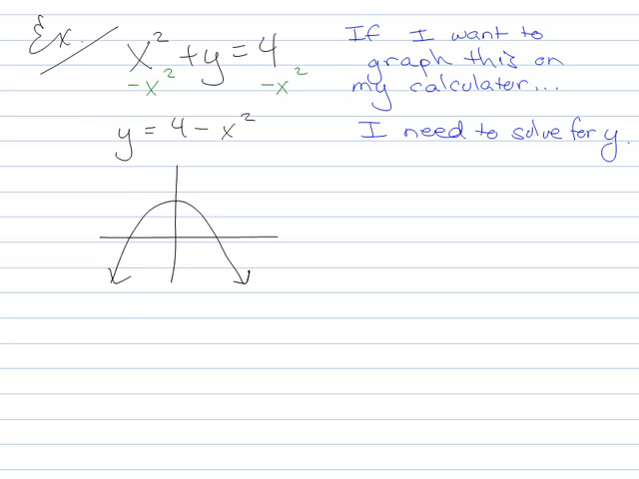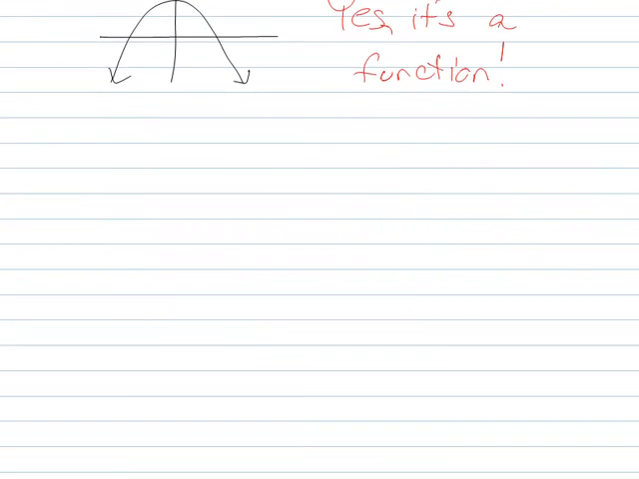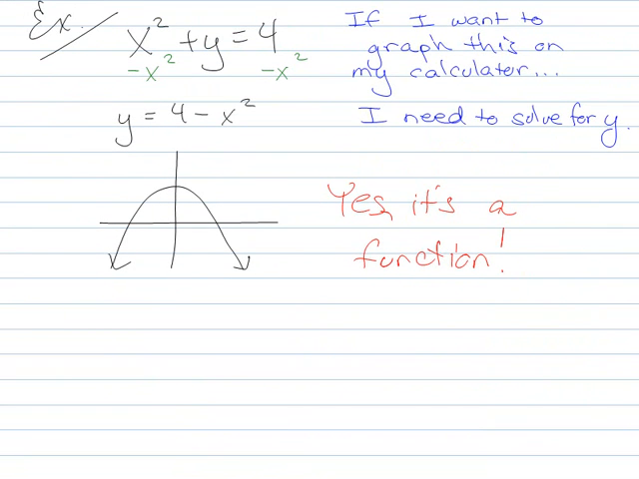So does this pass the vertical line test? I take my vertical line and I go, yep. Yes, it's a function. Now I'm going to change one thing just a little bit. Instead of having x squared plus y equals 4, I'm going to put x squared plus y squared equals 4. So I'm adding a squared right there.